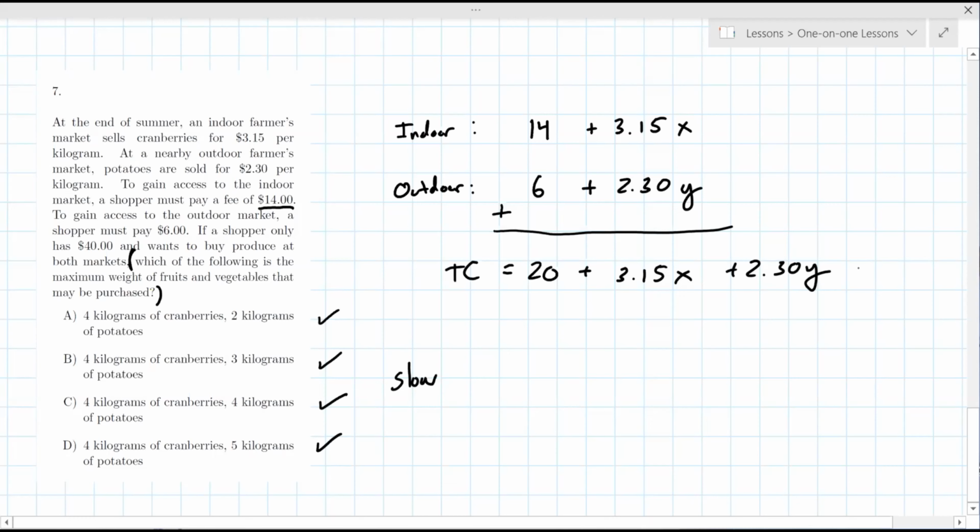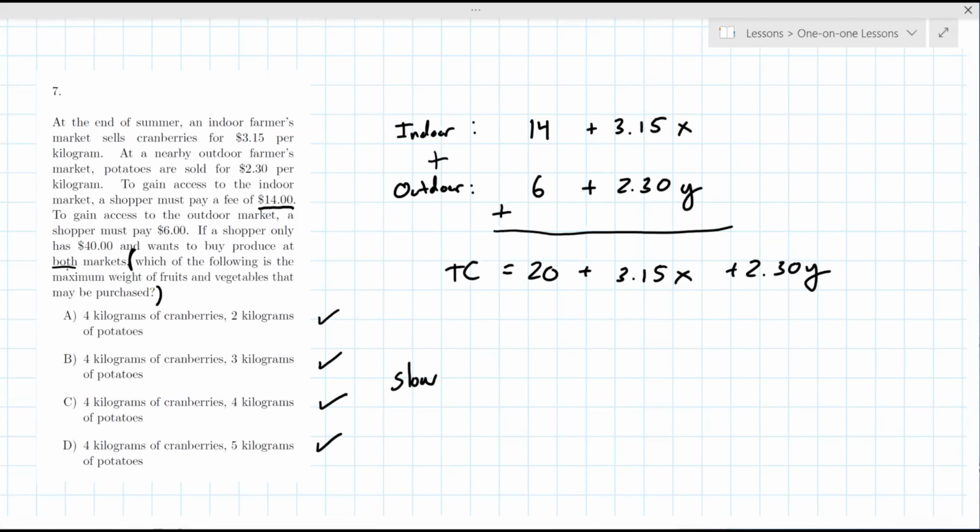Where did you get the 20 plus? I'm adding these together, because they want to shop at both markets. By shopping at both markets, that tells you that you have to consider both. You can't just say they're going to spend all their money at one market or the other. Got you. Okay.